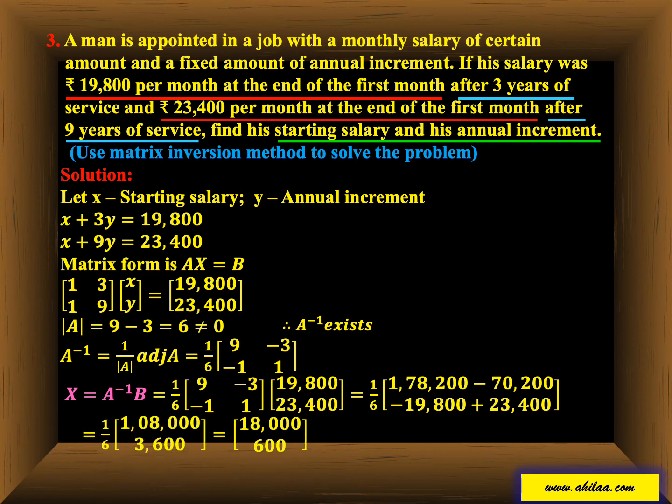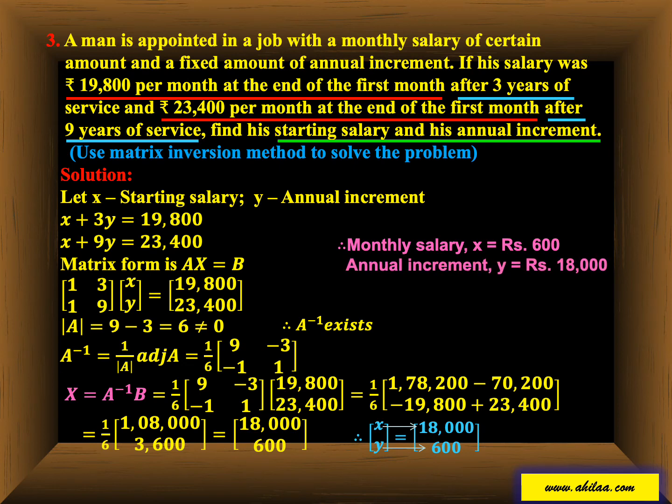Substitute A inverse into B using normal matrix multiplication. We are getting 18,600 as a column matrix. So equate the corresponding values. So we are getting x equal to 18,000 and y equal to 600. So conclusion is, the monthly starting salary, which is x, is rupees 18,000, and the annual increment, which is y, equal to rupees 600. Understood? Fine.